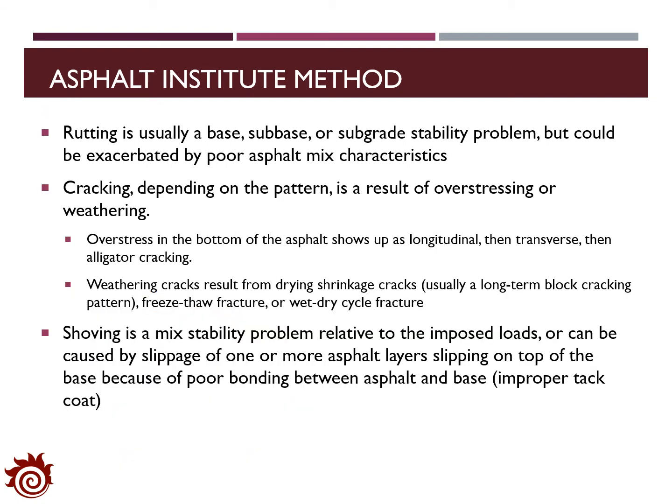In the flexible pavement, rutting is usually a base, subbase, or subgrade stability problem, but it can also be exacerbated by poor asphalt mix characteristics, while the cracking is the result of overstressing or weathering. Overstressing in the bottom of the asphalt shows up as longitudinal, then transverse, then alligator cracking, while weathering cracks result from dry shrinkage cracks, freeze-thaw fracture, or wet-dry cycle fracture.